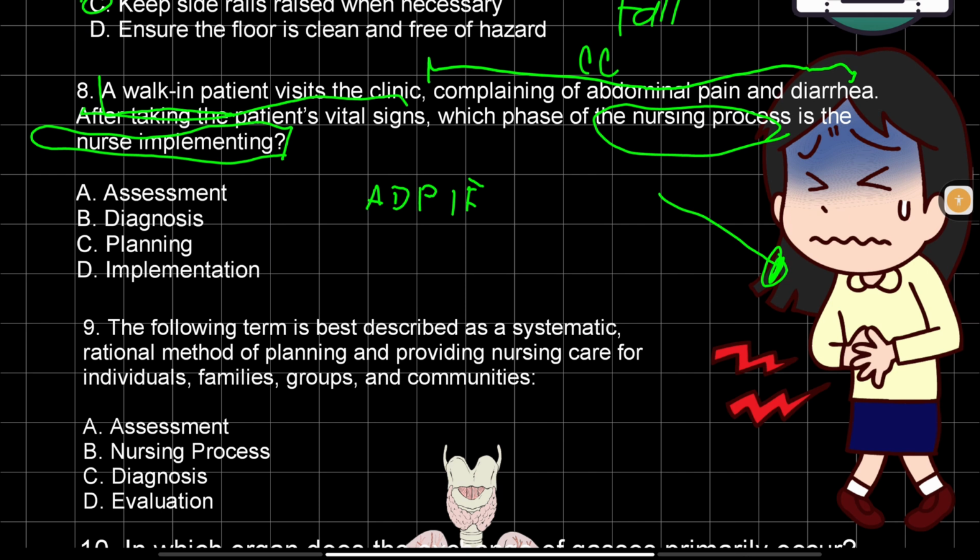Is it A, assessment? Is it B, diagnosis? Is it C, planning? Or D, implementation? This is a really tricky question. All right, let's see. Your 5 seconds starts now.